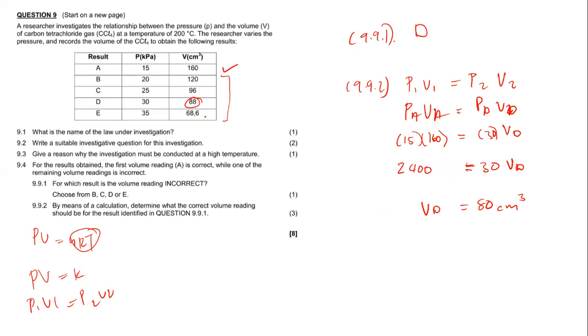So does that make sense why I say D is incorrect? If this was 88, that means 9.1.1 was going to be wrong. So let me show you. Okay, this is the final answer. We are done. Let me show you.